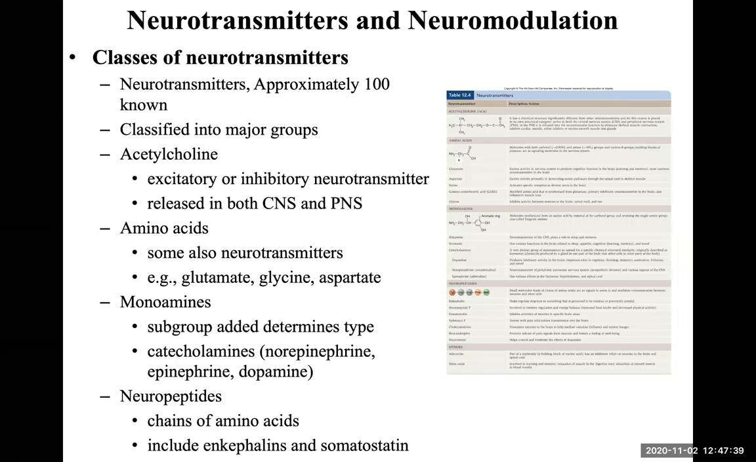The monoamines are a subgroup that includes what we call the catecholamines, and examples of catecholamines are dopamine, norepinephrine, and epinephrine. The catecholamines tend to be excitatory, but again, it's not a hard and fast rule. And then finally, we have what we call the neuropeptides, which are chains of amino acids. An example of that would be somatostatin. This table right here shows you visually what those different groups look like when it comes to their molecular makeup.